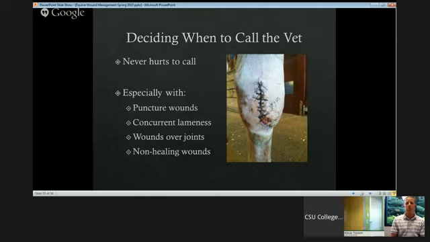To decide when to call the vet, remember that it never hurts to call. We are always happy to at least troubleshoot and look at pictures if you have them, and try to help you decide if it's indicated to have the vet out. Especially call the vet if you are looking at a puncture wound, or your horse has a concurrent lameness in addition to a new wound, or if the wound has occurred over joints or any other structure that you would be concerned about, such as a synovial structure, tendon, or ligament. And certainly call for non-healing wounds, because there are a lot of things that we can do to help troubleshoot and try to figure out why it's not healing.